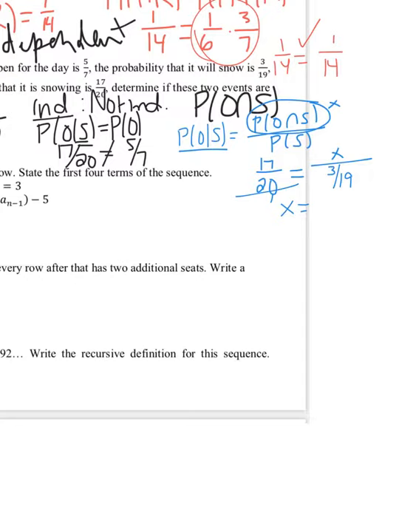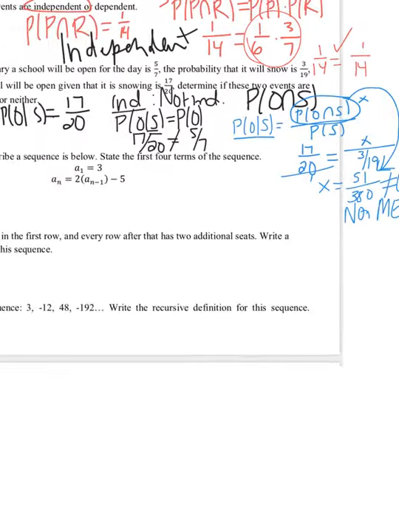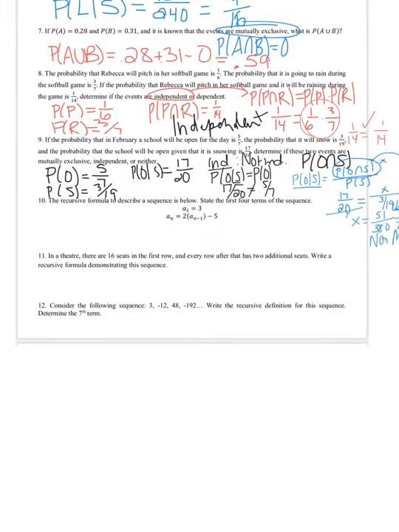Okay, because remember all of these fractions are in here, so there's a lot going on. So x equals 17 divided by 20 times 3 divided by 19, that gives me 51 divided by 380. So the probability of O and S is 51 divided by 380. That's not equal to 0. So that means that this is not mutually exclusive. So for number 9, you get neither. This is neither independent nor mutually exclusive. Okay? All right, and that's it for probability.